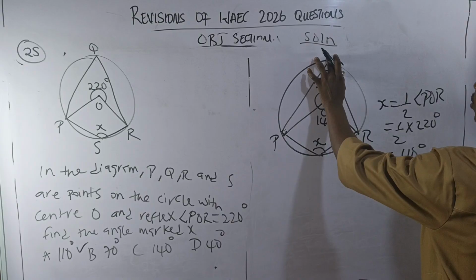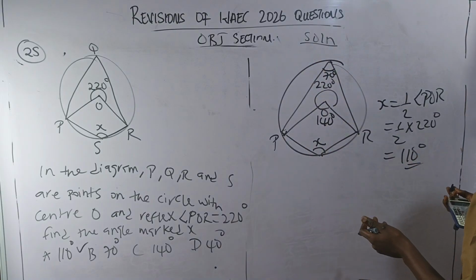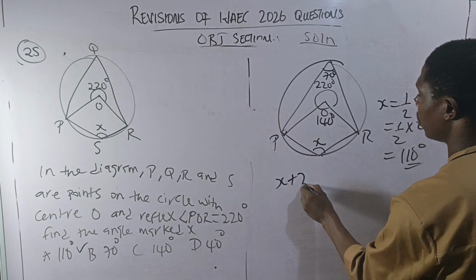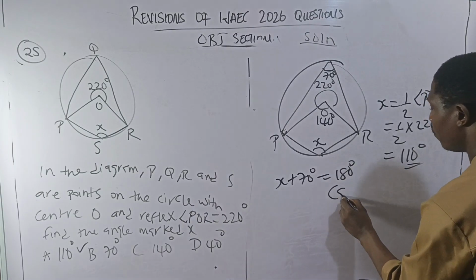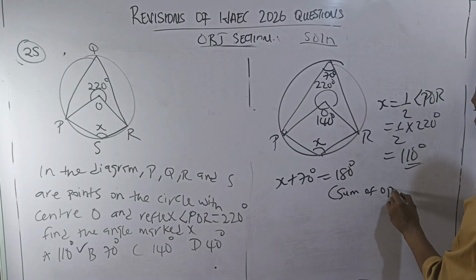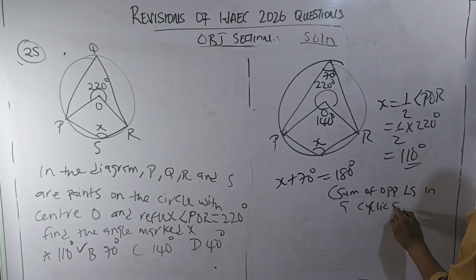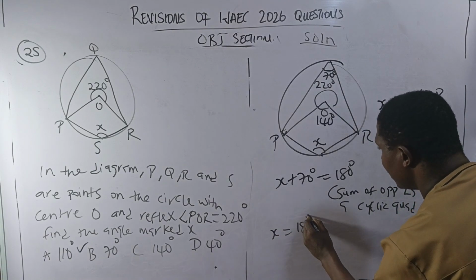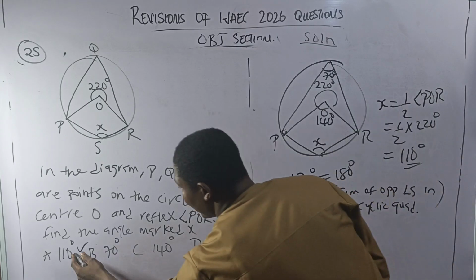And these points are at the edge of the circle, which is at the circumference of the circle, making it a cyclic quadrilateral. And the opposite angles of the cyclic quadrilateral sum up to give you 180 degree. So I can have X plus 70 degree to be equal to 180 degree. And the reason is sum of opposite angles in a cyclic quadrilateral. So I'll simply have X equals to 180 degree minus 70 degree, which again gives me X to be 110 degree. So A again is my answer.